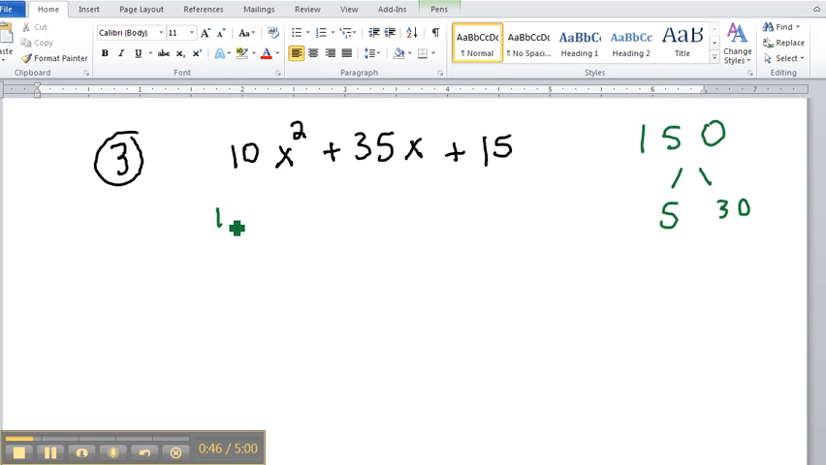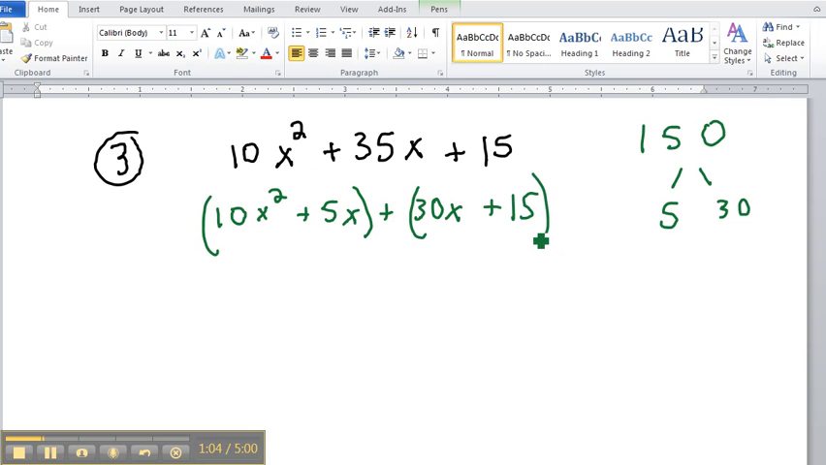So here we're going to rewrite this as 10x squared plus 5x plus 30x plus 15. And then we're going to group first two and last two. GCF, factor out a 5x here. We're left with 2x plus 1 plus, over here we can factor out 15.